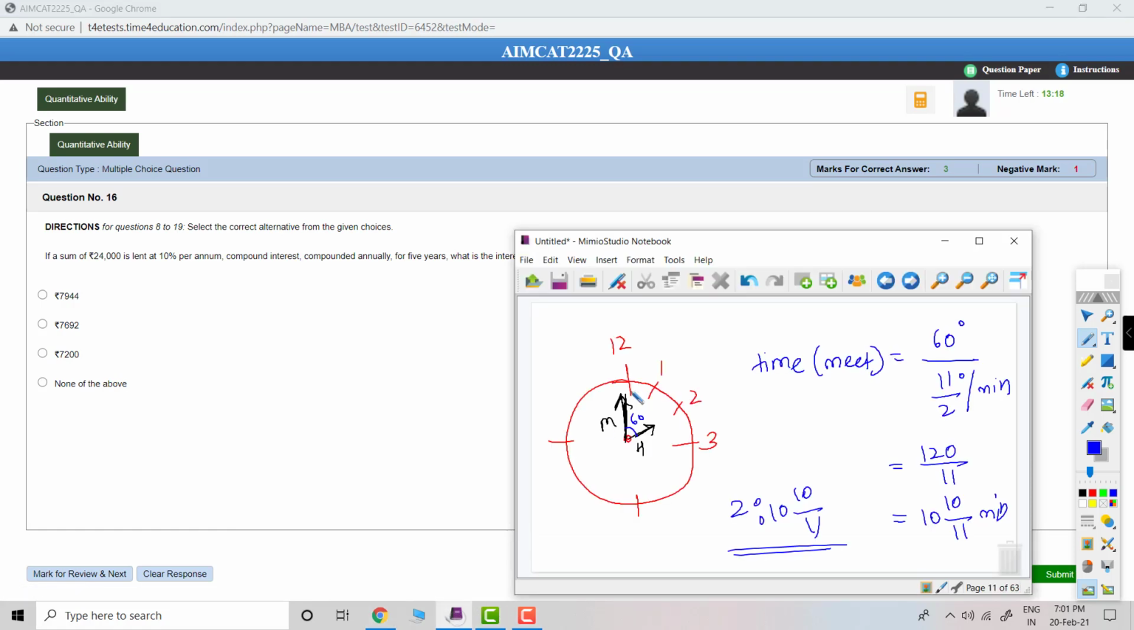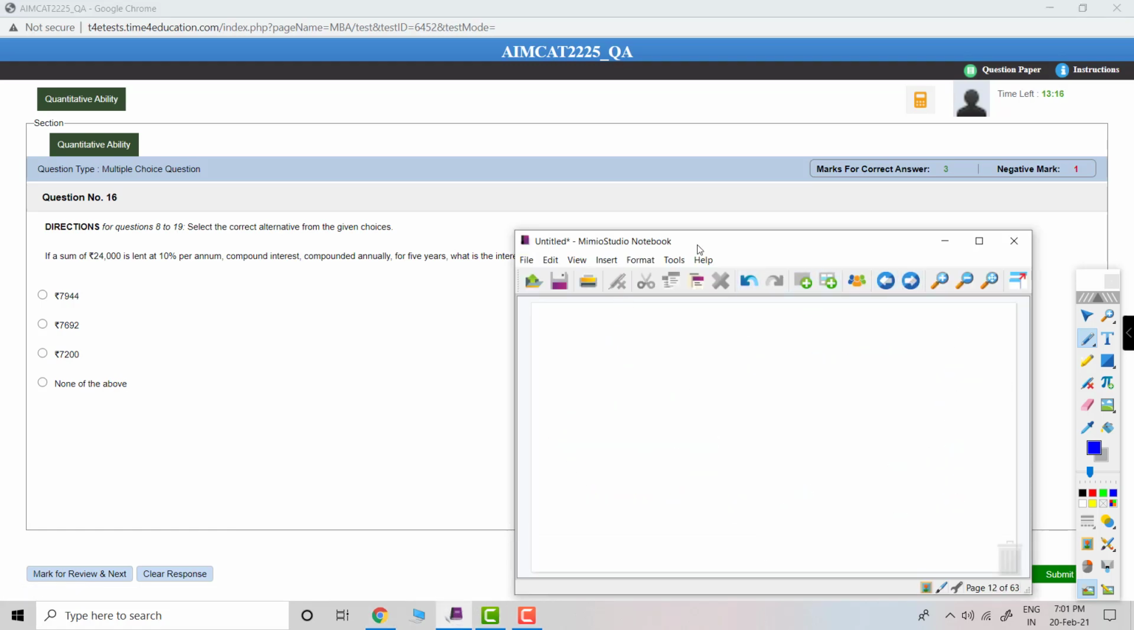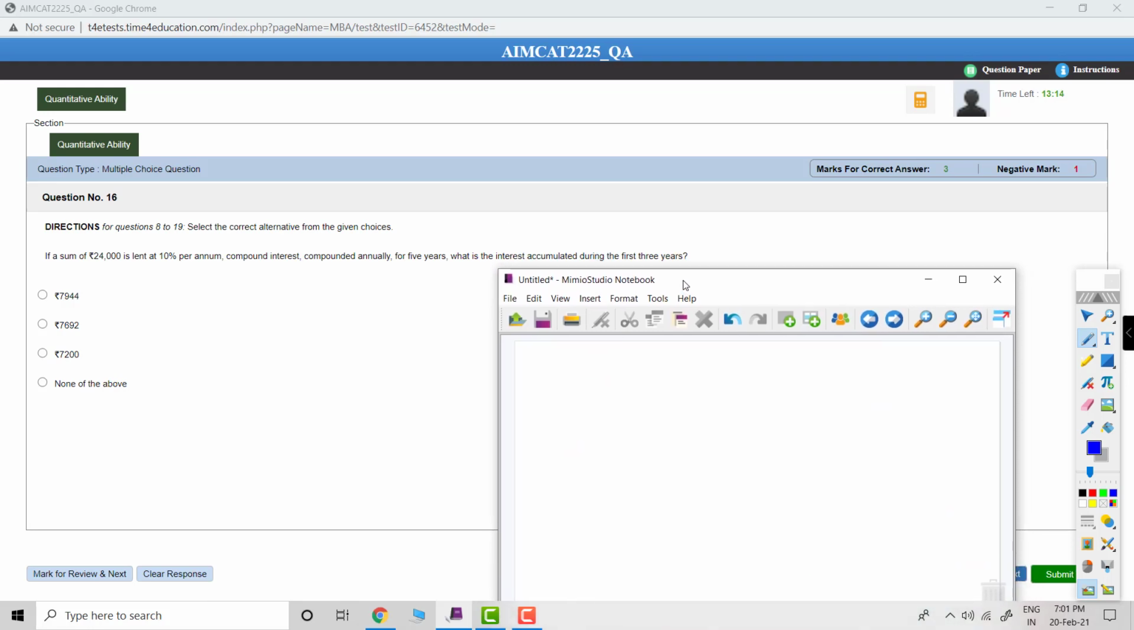Question number 16 says that a sum of 24,000 is lent at 10% per annum compound interest, compounding annually for 5 years. But we want interest only for the first 3 years. For the first year the rate of interest is 10%, for the second year 10%, for the third year 10%. We don't want to calculate for 5 years, only for 3 years.